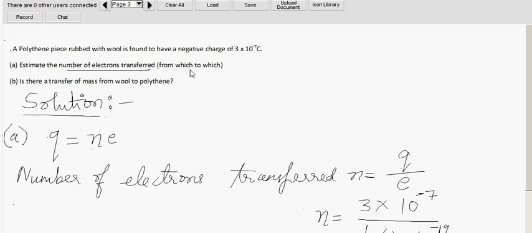From which to which? How do we say from which to which? Because in the question it says the polythene piece rubbed with wool is found to have negative charge. So the polythene piece is negatively charged. That means the polythene has acquired the electrons. Electrons are transferred from wool to polythene.